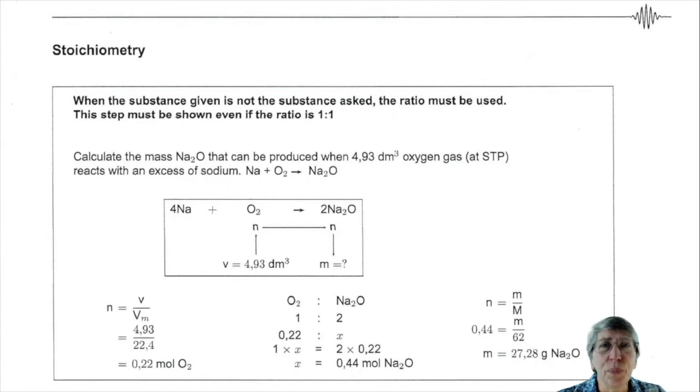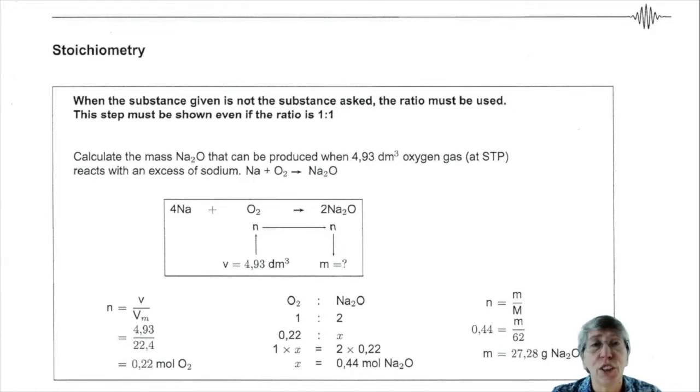Good morning, everyone. Today we're looking at stoichiometry. Now, stoichiometry is when you've got one substance and there's an equation, and then they ask you another substance in that equation. And here you're always going to work with ratios. When the substance that they give you is not the substance that they ask, then you must use the ratio, right? And even if it's 1-to-1, you have to show it's 1-to-1.